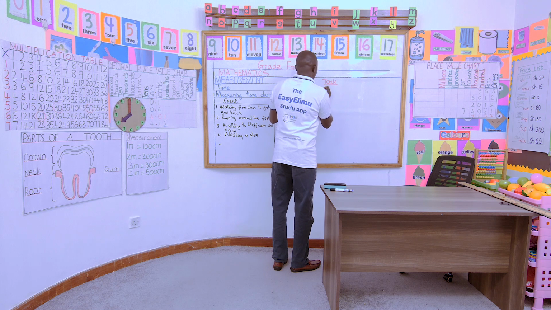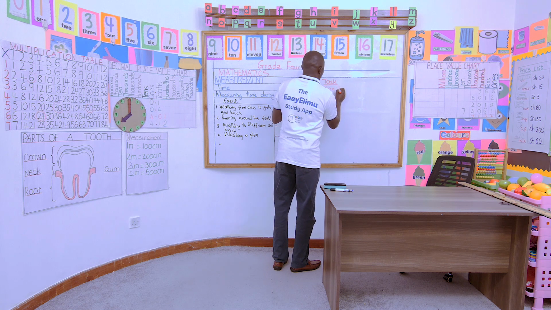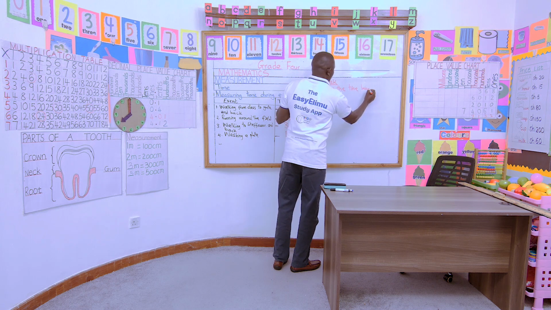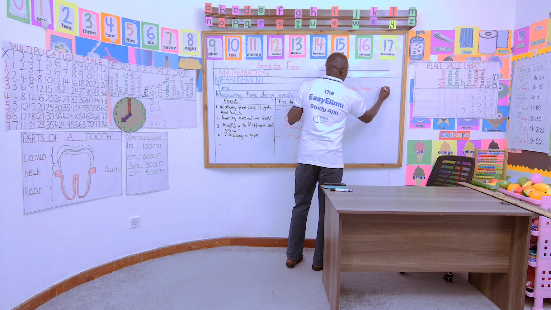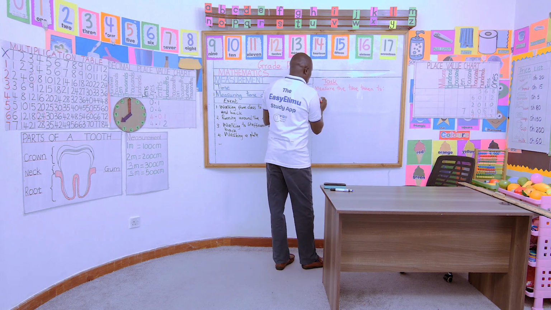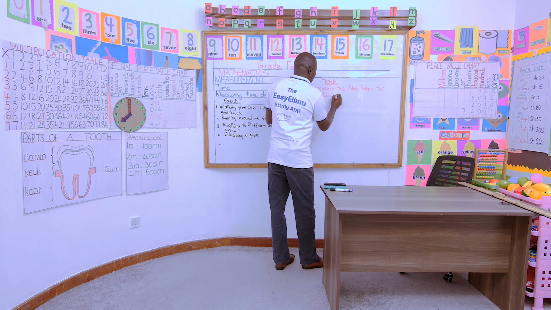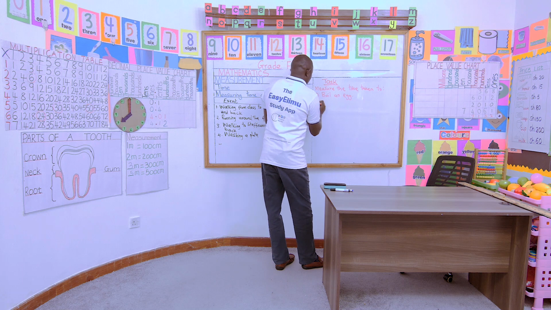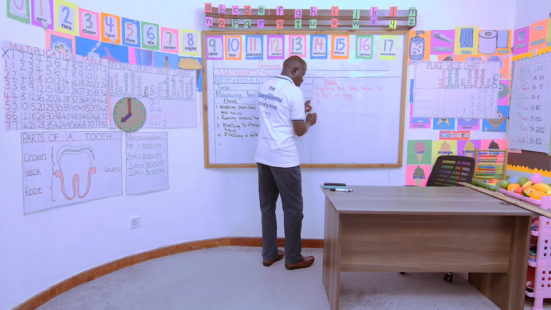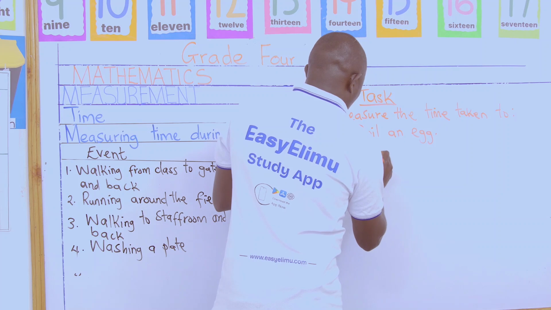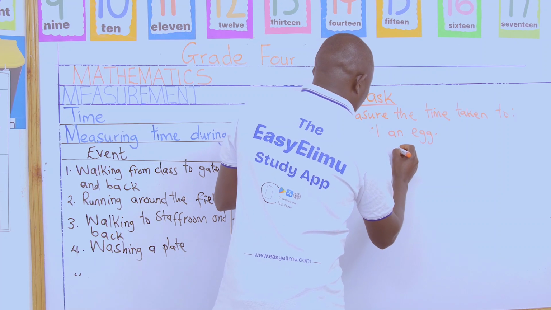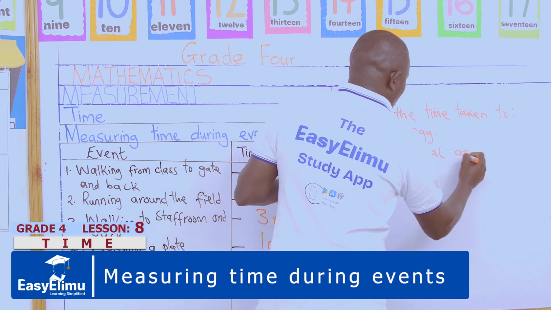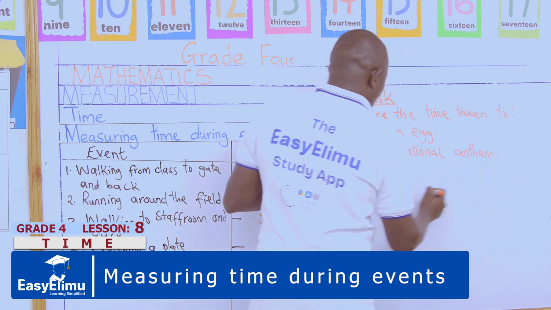Measure the time taken, number one, the time taken to boil an egg. What time will you take to boil an egg? Number two, how long will it take to sing the national anthem? During parade time, sing the national anthem. What time will we take to sing the national anthem?